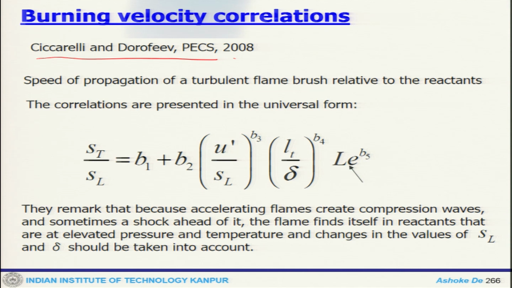So, one of the correlations which is in a universal form and can be used is that ST by SL is constant B1, B2 into U prime by SL to the power B3, and then the Lewis number to the power B5. Now, because accelerating flames create compression waves and sometimes a shock ahead of it, the flame finds itself in reactants that are at elevated pressure and temperature, so the change in the values of SL must be taken into account. So, this is the whole idea that one has to take into account.